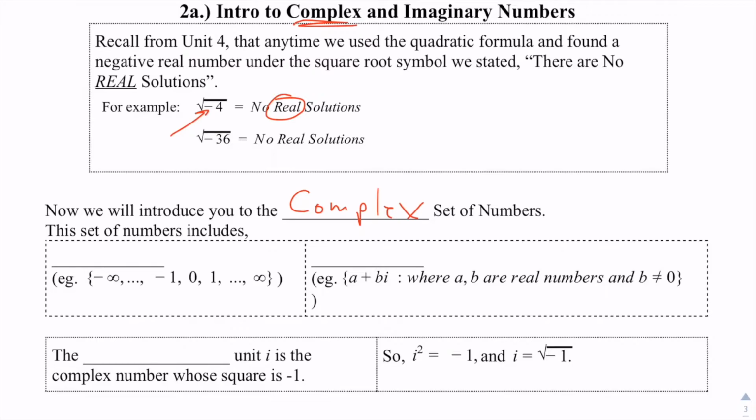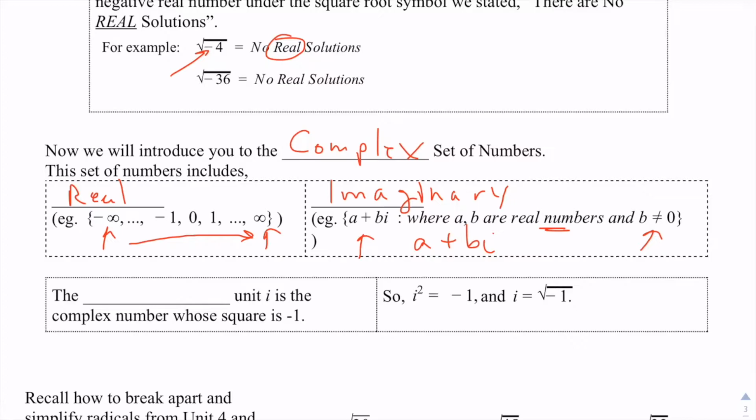Within the complex set of numbers, we have the real numbers, which are the numbers you're used to dealing with, running from negative infinity all the way to positive infinity. And then you also have the imaginary numbers. An imaginary number is written in the form a plus bi, where a and b are real numbers and b is never equal to 0.